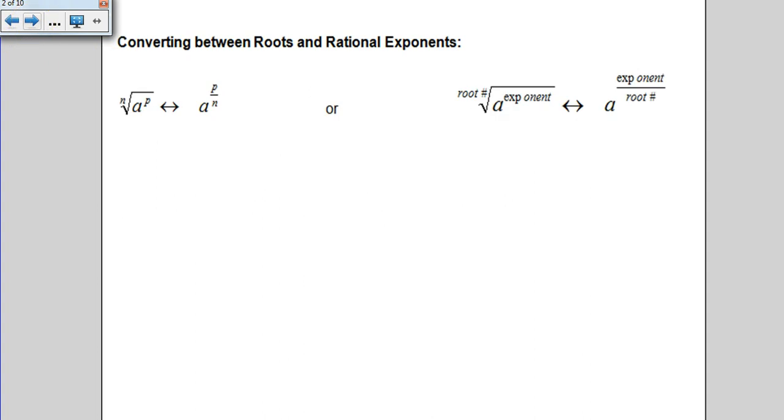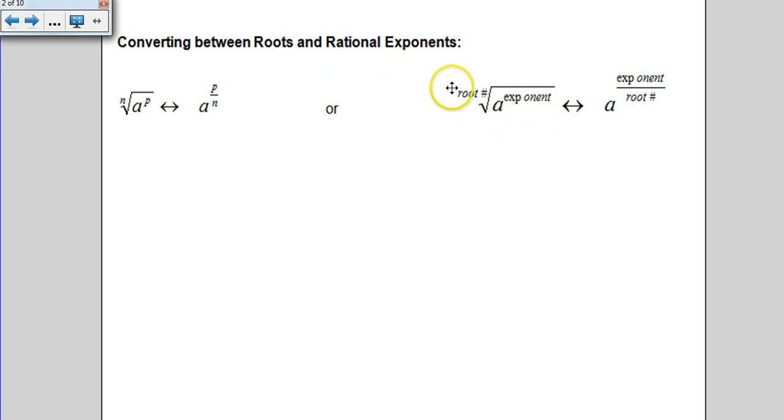And the first is a very formal notation. It says the nth root of a to the p power is the same thing as a to the p over n. So what I've done is I've taken something that's written as a root and converted it into what we call a rational exponent. So I put it into more informal words for you over here.